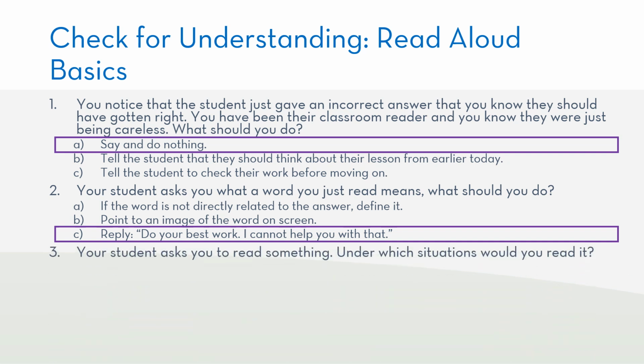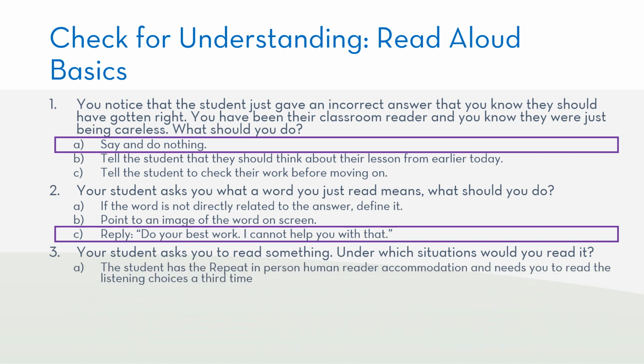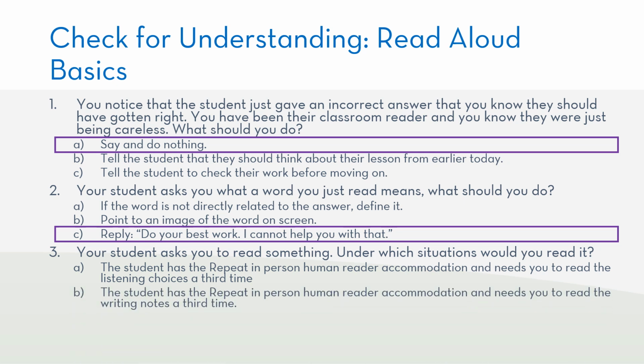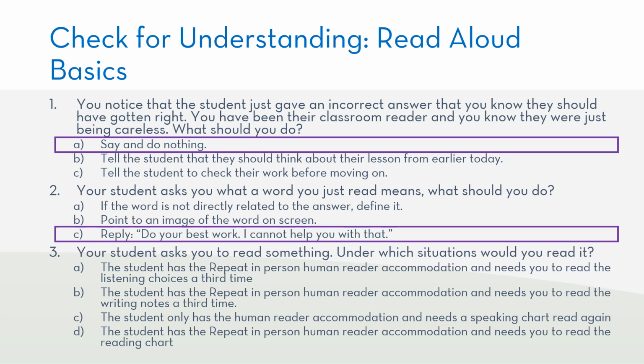3. Your student asks you to read something. Under which situations would you read it? A. The student has the repeat in-person human reader accommodation and needs you to read the listening choices a third time. B. The student has a repeat in-person human reader accommodation and needs you to read the writing notes a third time. C. The student only has the human reader accommodation and needs a speaking chart read again. D. The student has a repeat in-person human reader accommodation and needs you to read the reading chart.